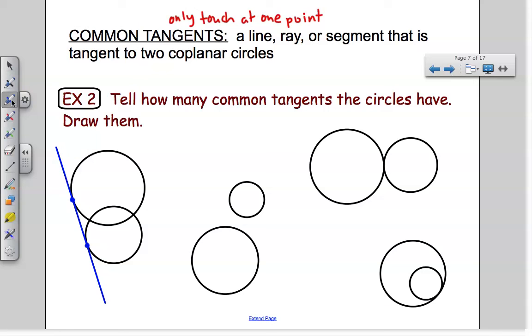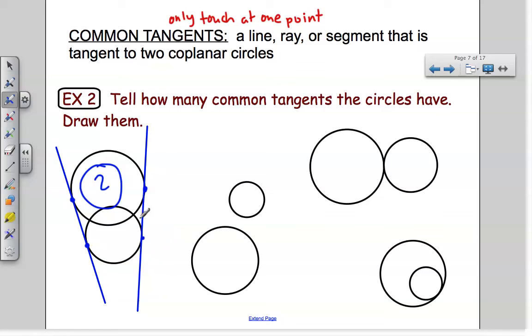And isn't there another common tangent here? What about this common tangent? It's tangent to both circles because, I'm sorry, this isn't quite perfect, but it's only touching at 1 point on both circles. We have two common tangents in this case, which is kind of neat. So if circles intersect at 2 points, they have two common tangents.